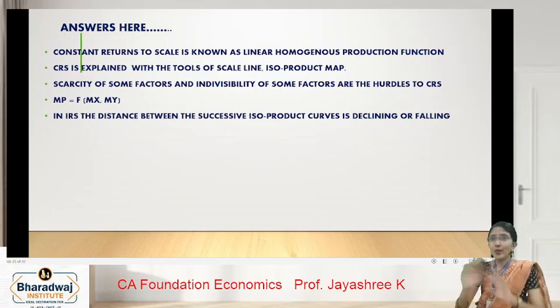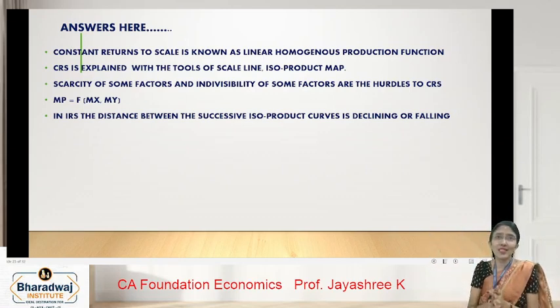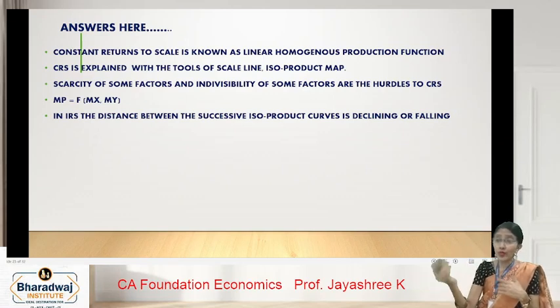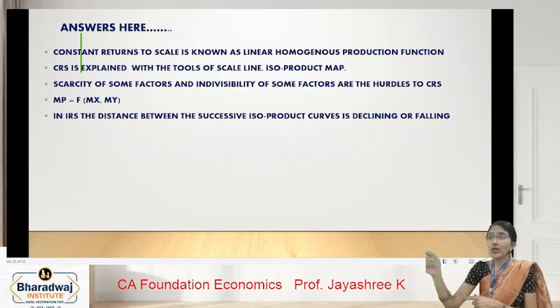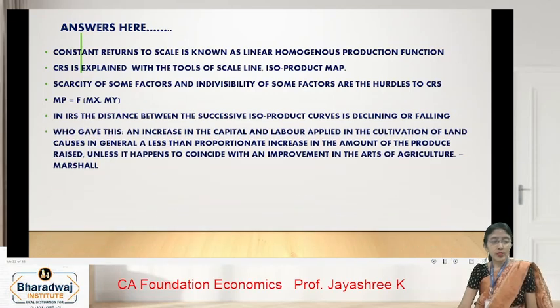In IRS, increasing returns to scale, the distance between the iso product lines is declining. You remember that? It will be a contradictory picture. When they are coming closer and closer, we call it IRS. When they go farther away, we call it DRS. And this coming together is a sign of efficiency. I require less and less input investment for getting the same level of increase in output. And for more and more, I have to invest more and more for getting the same increase in the level of output, which is a sign of inefficiency, which is DRS. Okay. Who gave this? None other than Alfred Marshall.